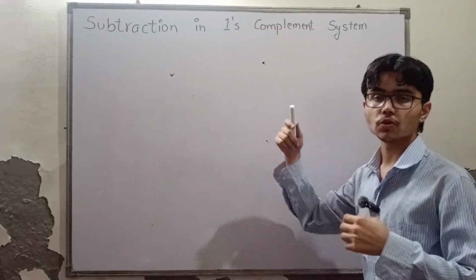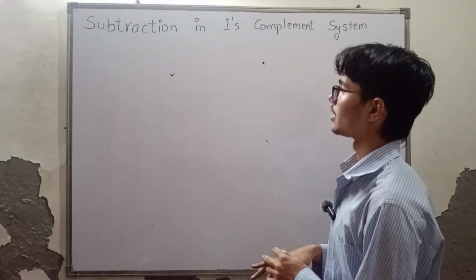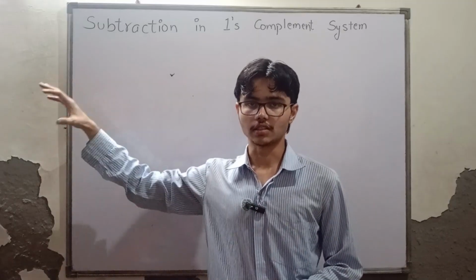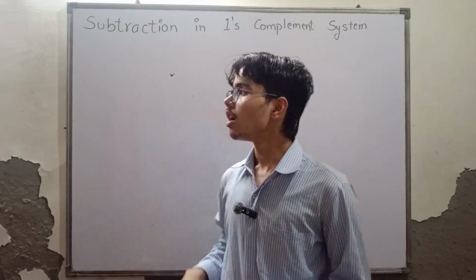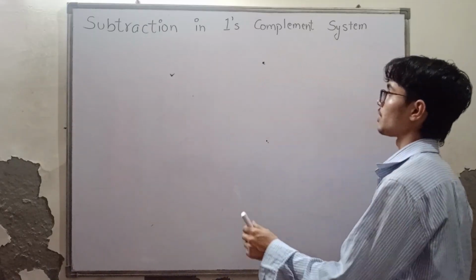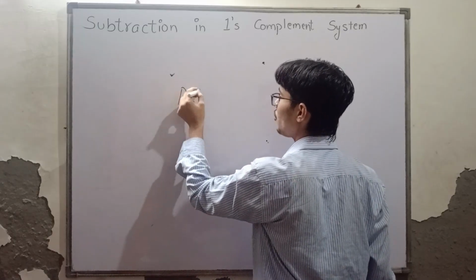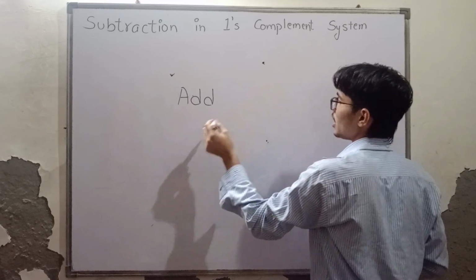Okay, and also in 2's complement system we will study here. As we have already seen how we add 1's complement numbers and 2's complement numbers, now we talk about subtraction. Firstly we talk about addition, how we add, then we can relate how we subtract. So how do we add?